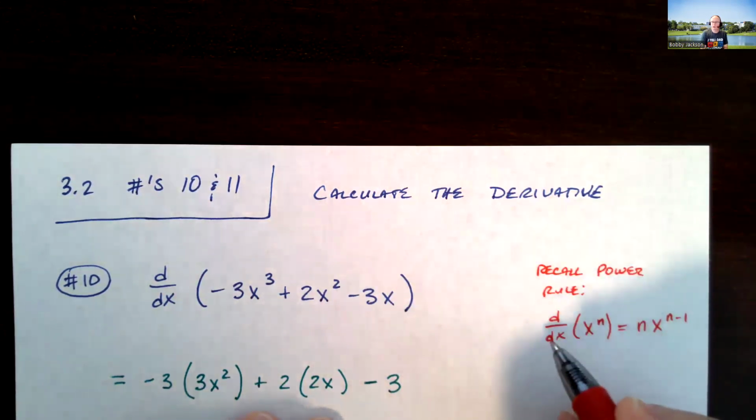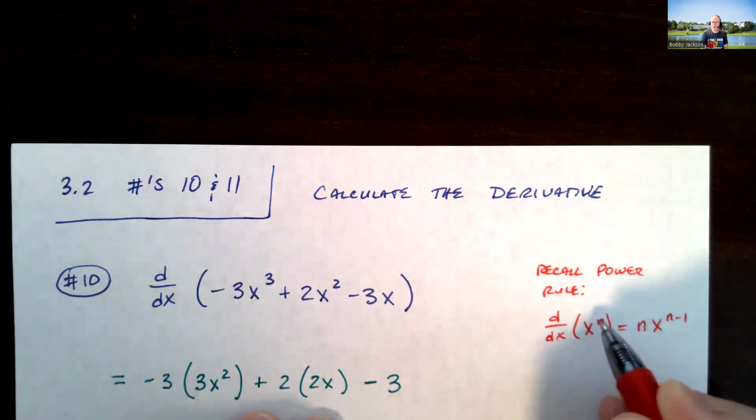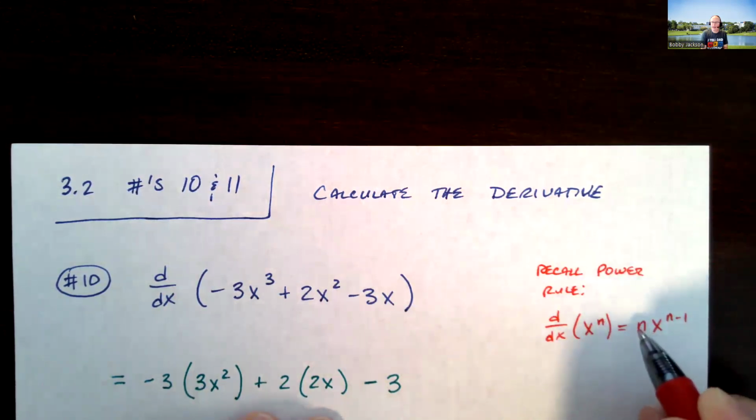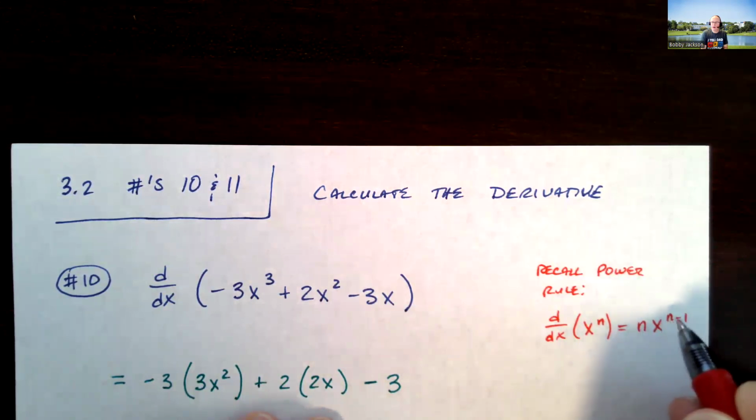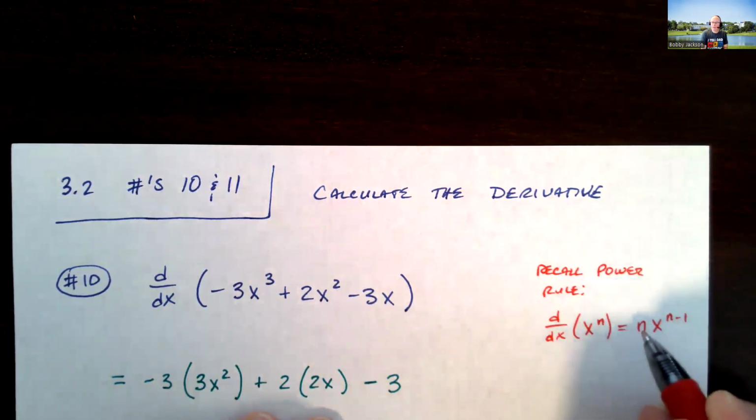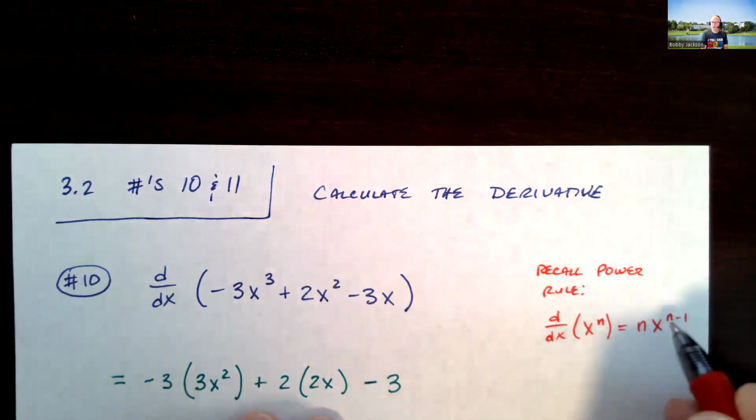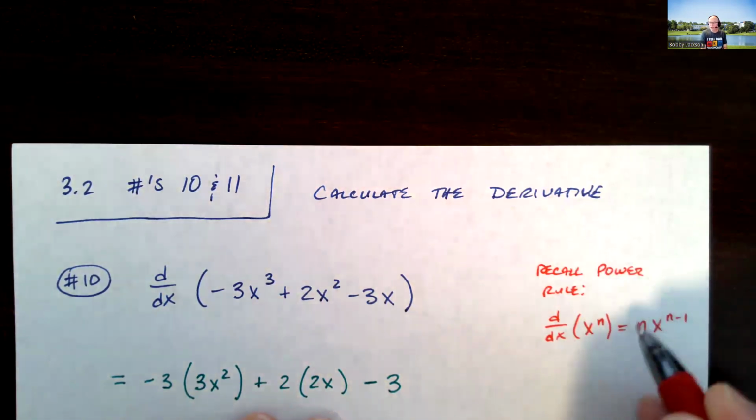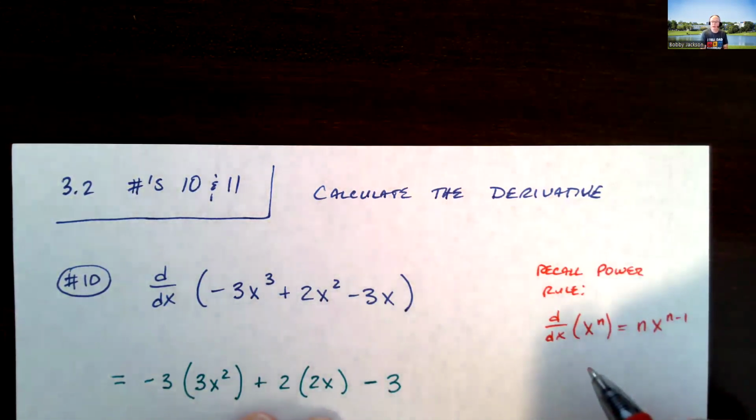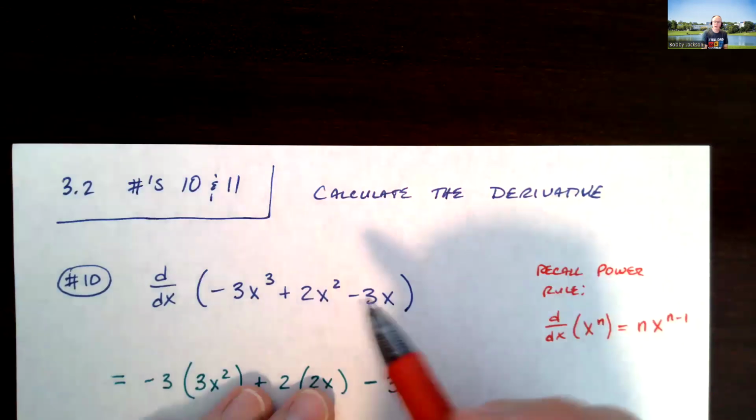Remember, the derivative with respect to x of x to the n, where n is any constant, is n times x to the n minus 1. So we kind of bring the power down in front as a coefficient and subtract 1 from the power, and that resulting function is the derivative of x to the n. We're also going to use the linearity properties.